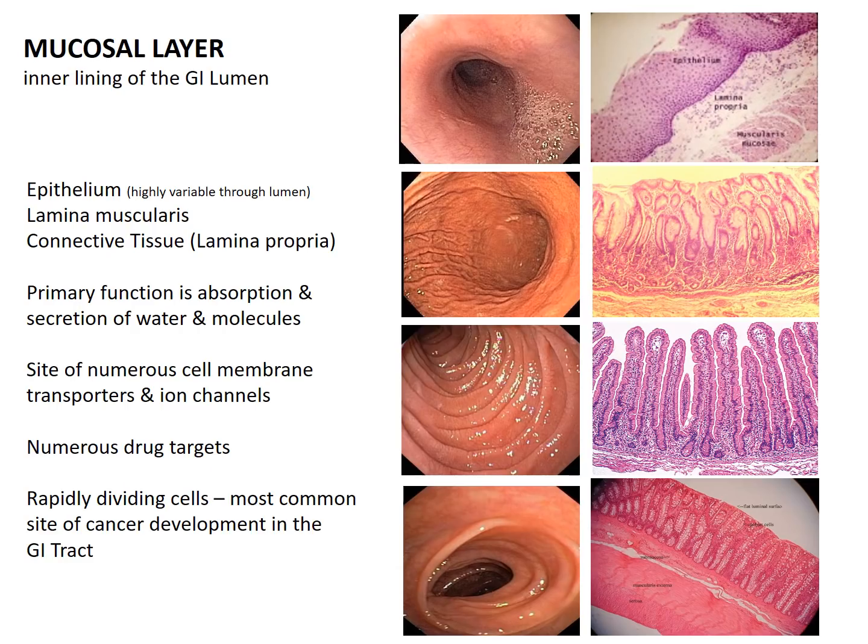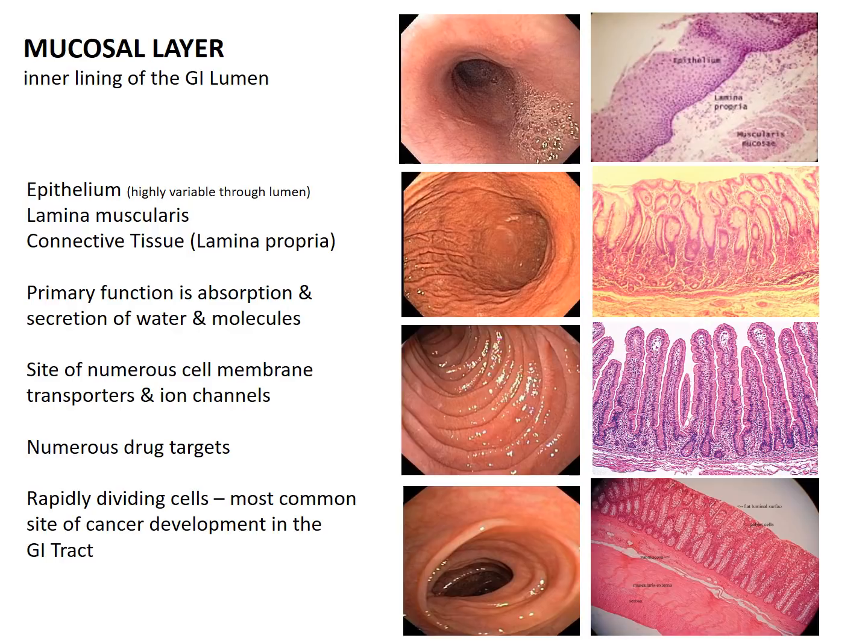The mucosal layer is the inner lining of the GI lumen. So going from top down, we're going esophagus, stomach, small intestine, colon, and you can see the variation in terms of the gross anatomy. What does it look like if you were staring at it with an endoscope? And then in terms of the histology, what would it look like normally if we did a biopsy?